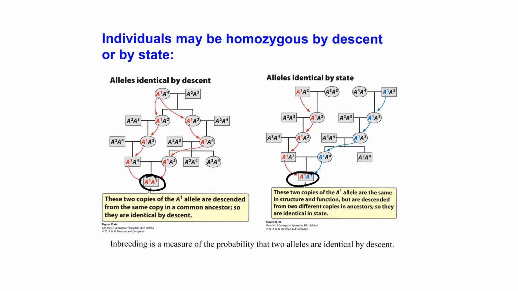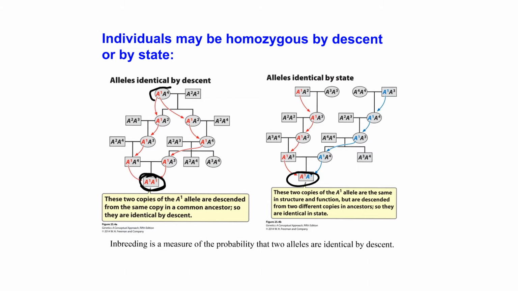Not necessarily, because these alleles, let's say allele A1, which can be a recessive allele that carries a certain disorder, can actually form homozygotes. These two alleles can be identical by descent, which indicates inbreeding, but they can also be identical by state, where there is no inbreeding. So what does identical by descent mean?